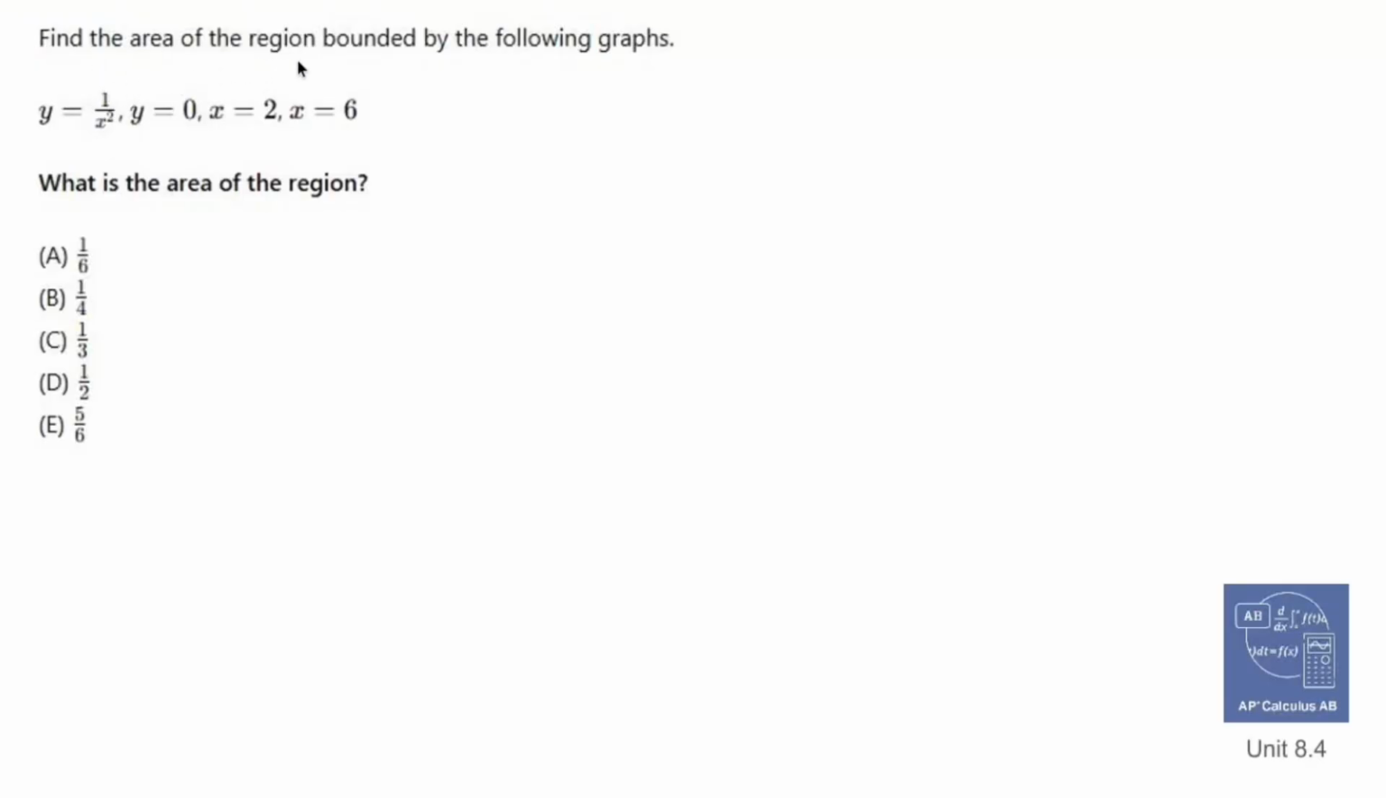Find the area of the region bounded by the following graphs. You have y equals 1 over x squared, you have y equals 0, aka the x-axis, and x equals 2 and x equals 6. Basically what we're looking at is, if I were to draw this on a coordinate plane, y equals 1 over x squared is going to look like this up here and then reappear down there and look like that.